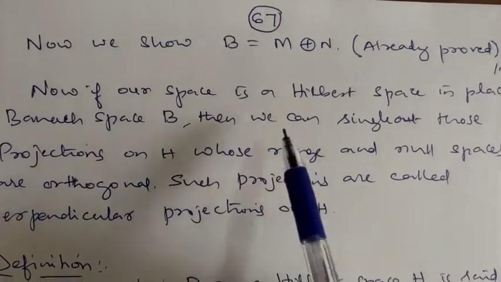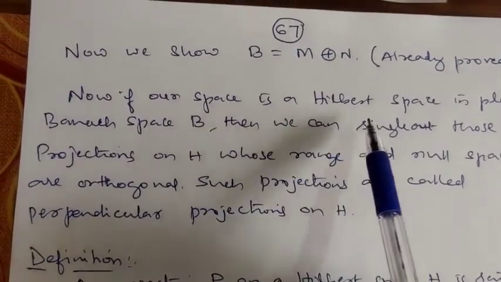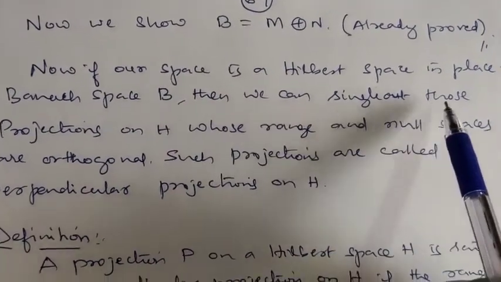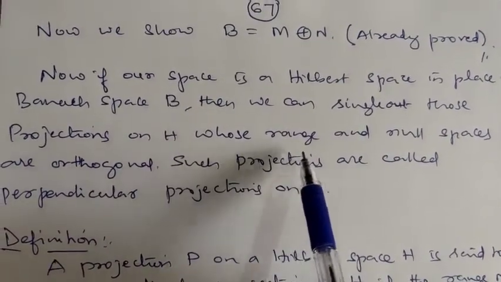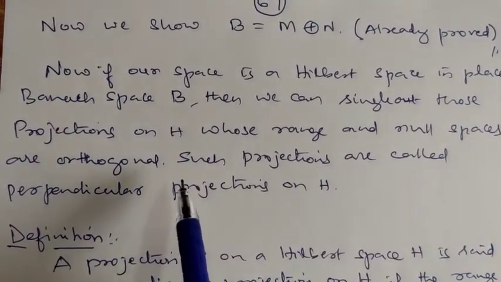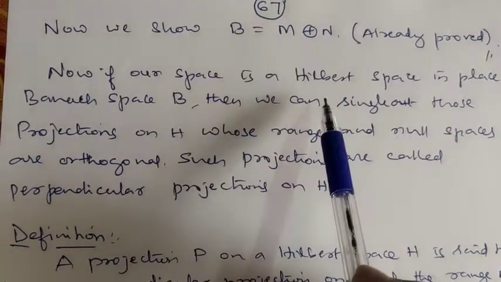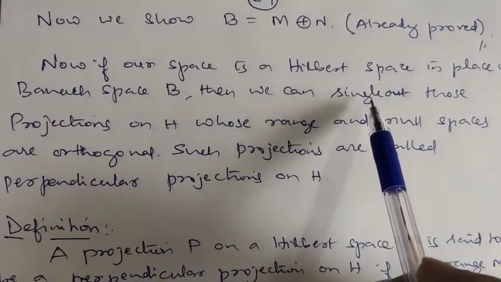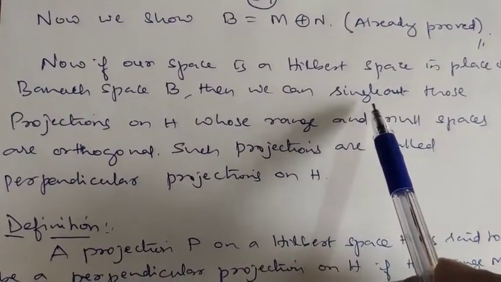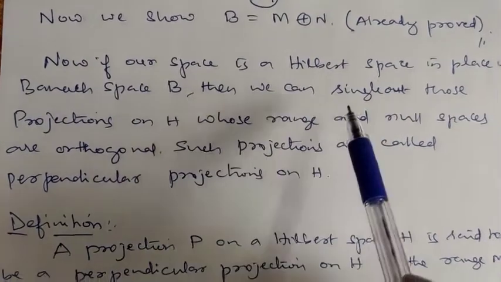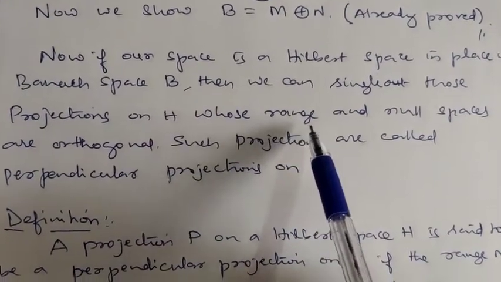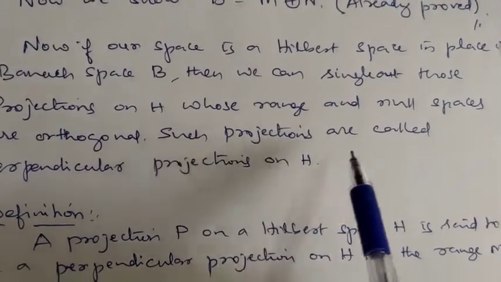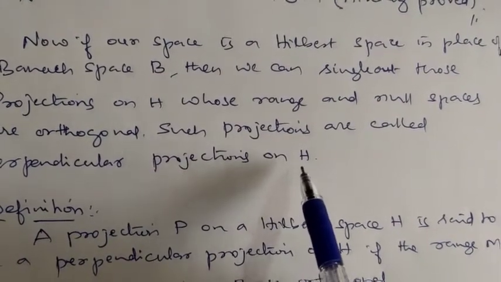Now look here. If our space is a Hilbert space instead of a Banach space, then we single out those projections on H whose range and null spaces are orthogonal. Single out means we take up those projections on H whose range and null spaces are orthogonal. Such projections are called perpendicular projections on H.